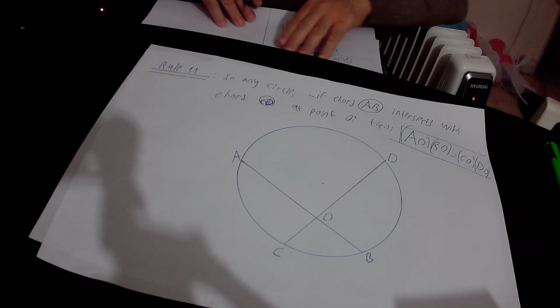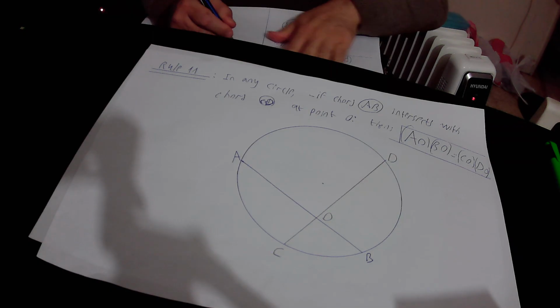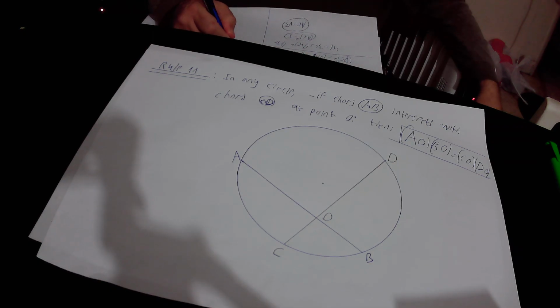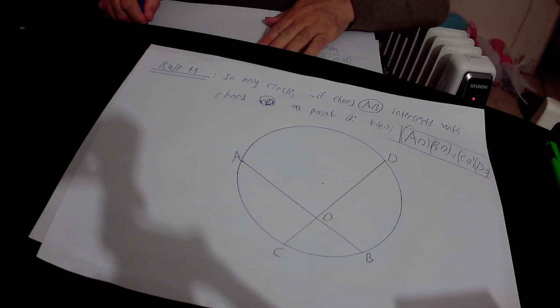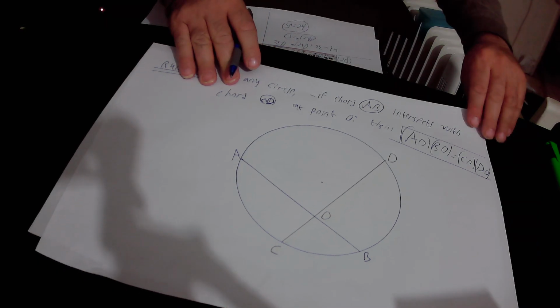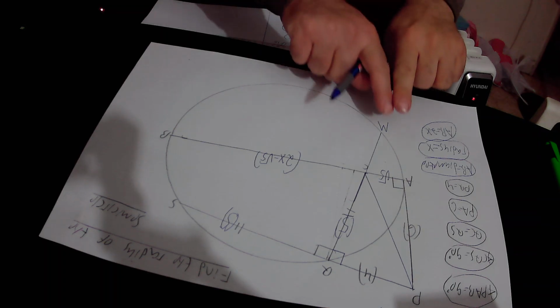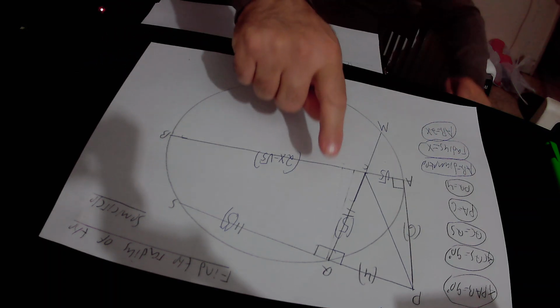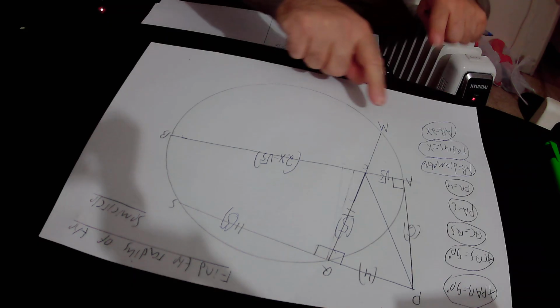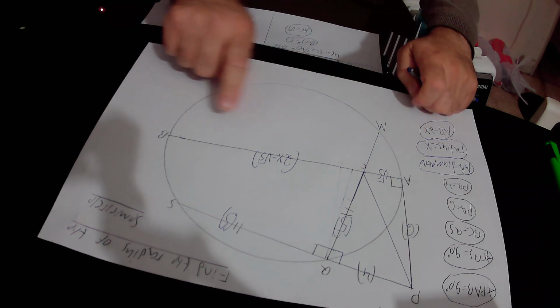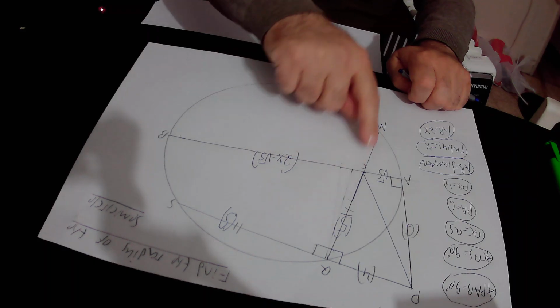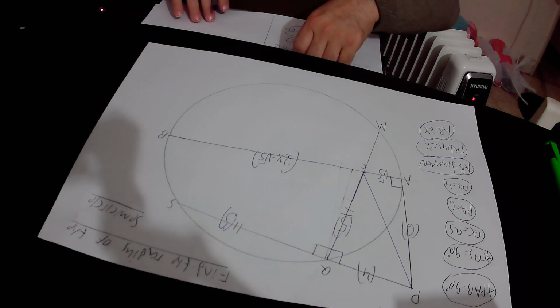So we can actually implement rule number 11 in our drawing. Why? Because in our drawing we have chord AB that intersects with chord QM at point C. Again, chord AB intersects with chord QM at point C. So I write it down.